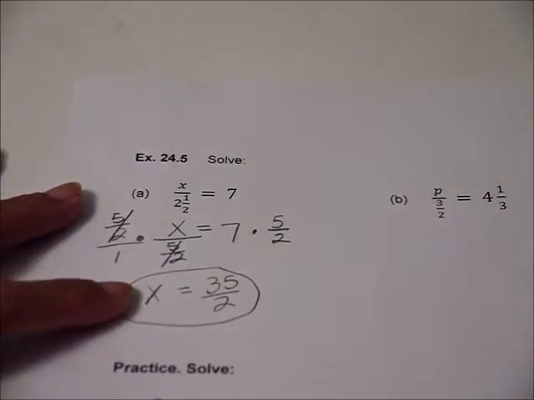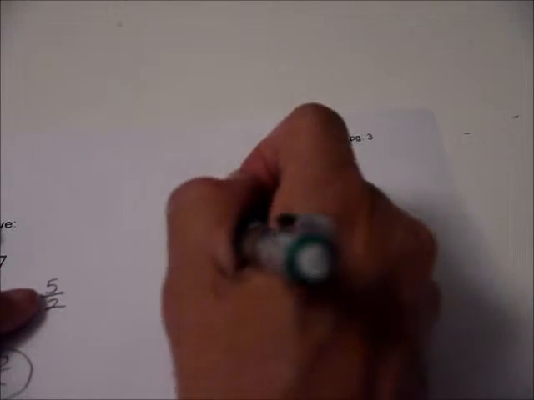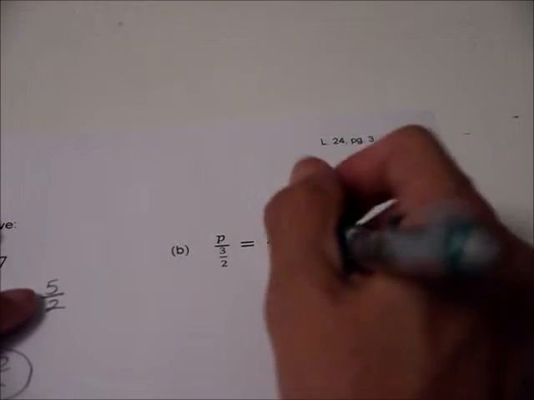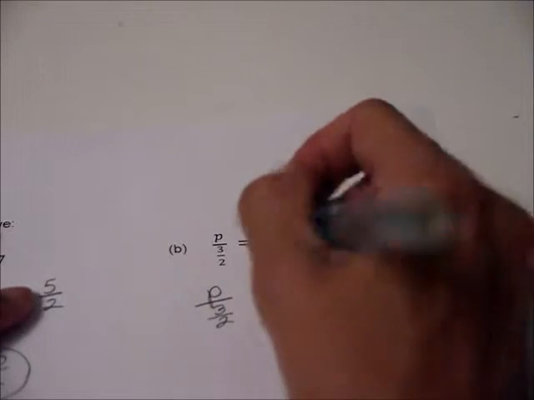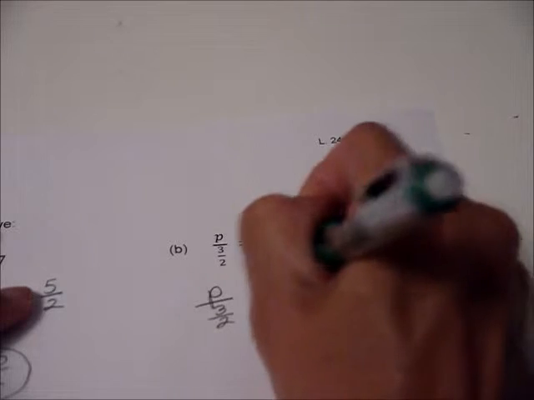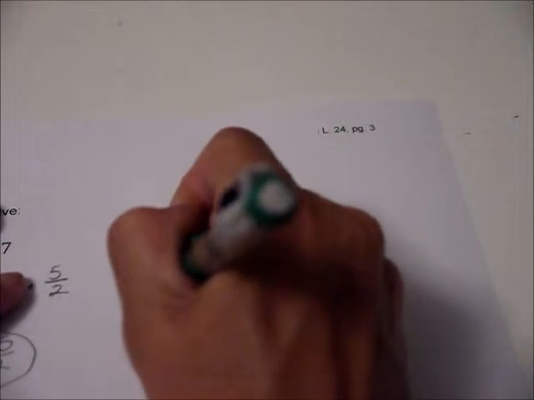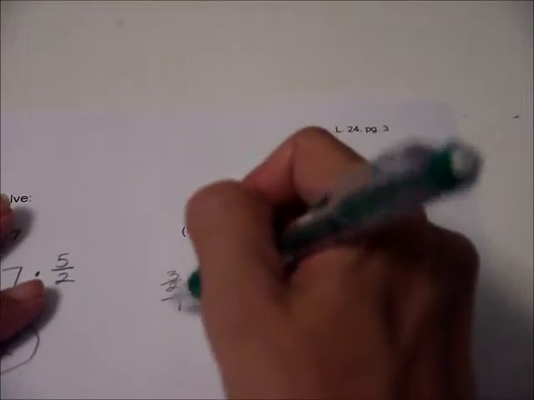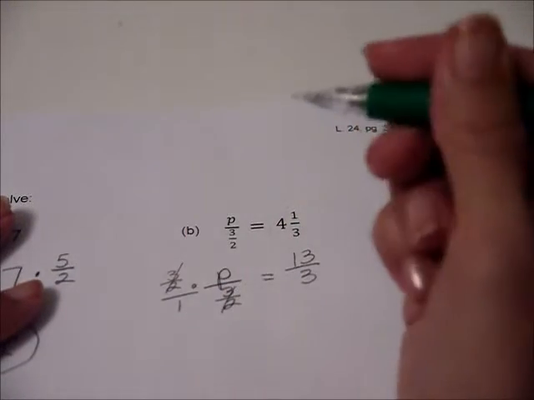So that's what we get, 35 halves. Last one with me, and then you're going to try these on your own. Same thing. I'm going to multiply. Well, let me change this, get rid of the improper fraction. So that's p over 3 halves equal 13 thirds. Okay, so we're going to multiply both sides by 3 halves, right? Because we want those guys to just go away.